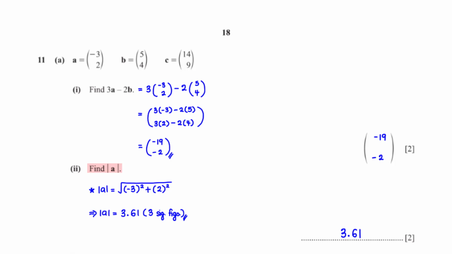Find the magnitude of vector a. In this case, we need to apply the magnitude of a vector formula. This gives us the square root of negative 3 squared plus 2 squared, which is equal to 3.61 rounded to 3 significant figures.